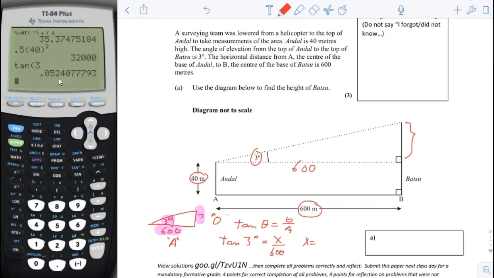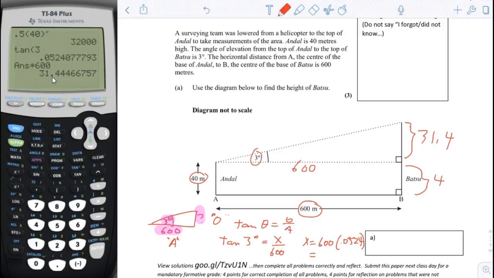So we'll have 600 times 0.0524. How did we get that? We multiplied both sides by 600. And 600 times 0.0524 is 31.4. And that would be this part of the height, but that's not all the height, right? We also need to consider this height here, which would be 40. So it would be 40 plus 31.4, which would be 71.4.